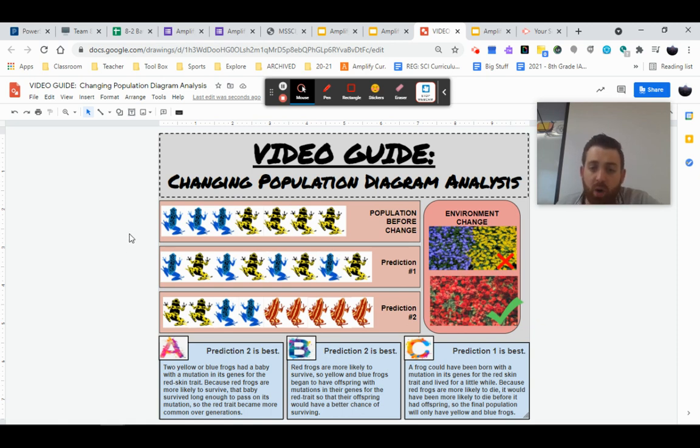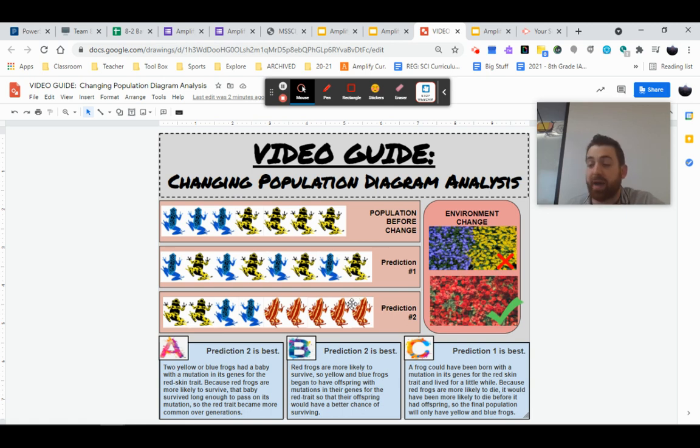So, we're imagining that this first picture is the starting environment for our population, but it's going to change from this environment to this bottom picture that we see here. And your job is to predict which one of these predictions is best. In other words, which one's most likely to occur. Is it prediction one, where we have a bunch of yellow and blue frogs still? Or is it prediction two, where we have a small group of yellow and blue frogs and a larger group of red frogs?